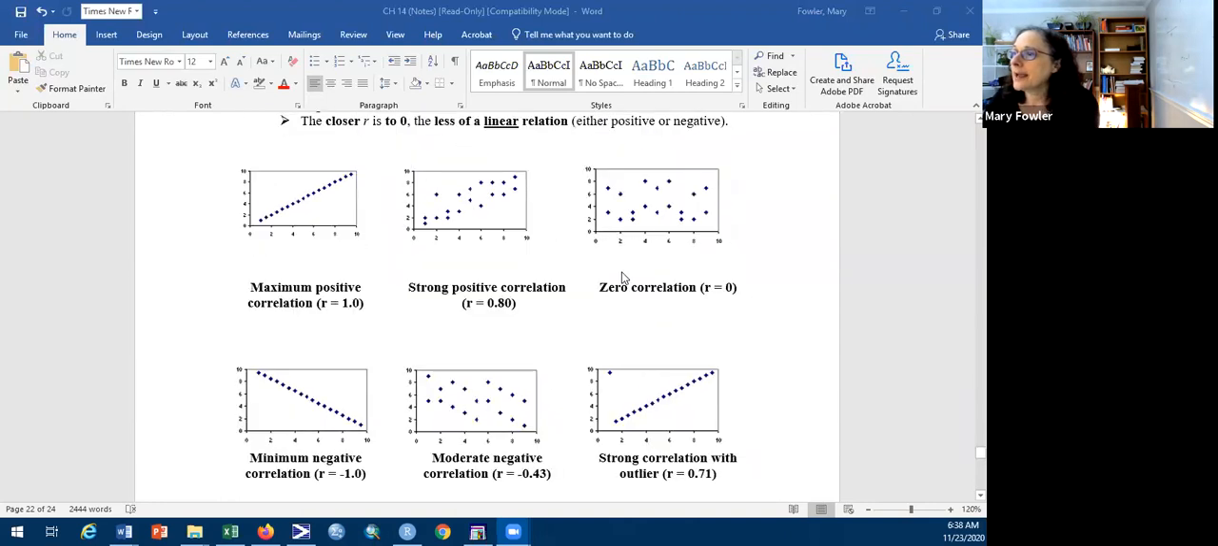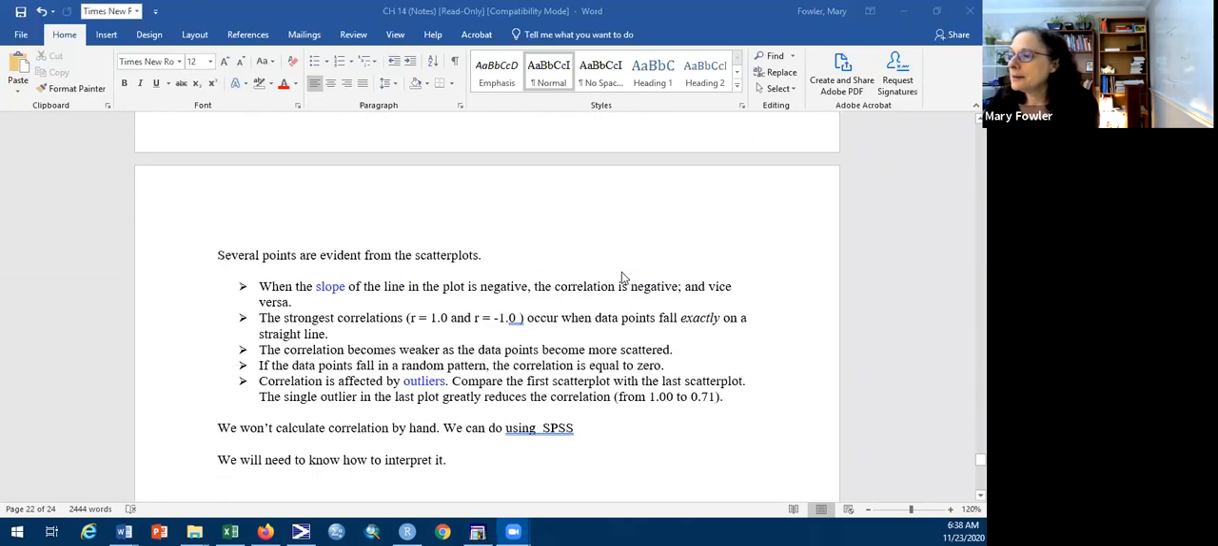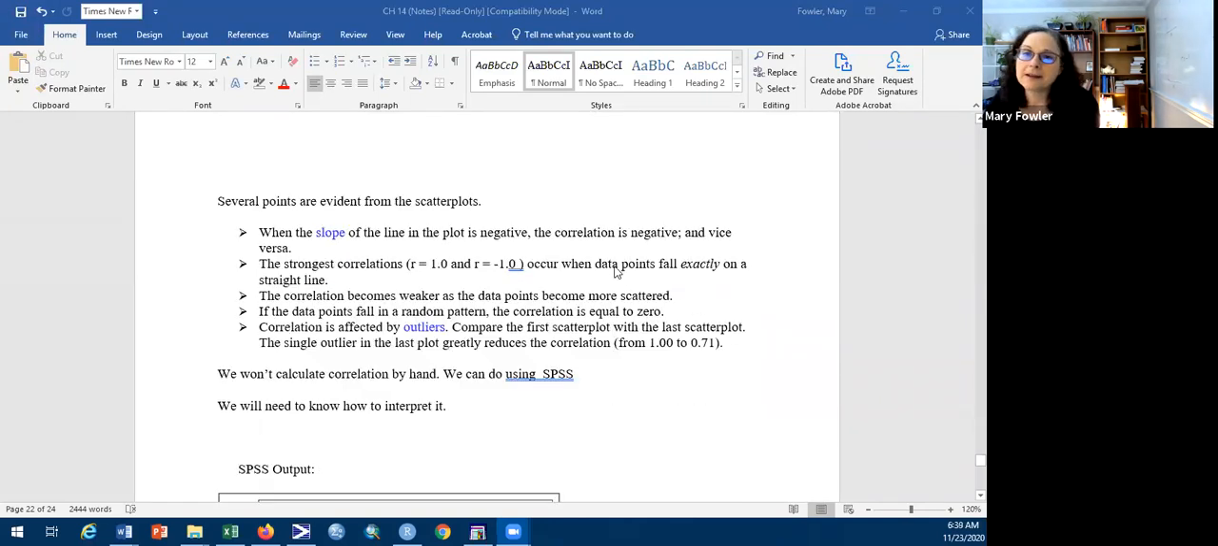Okay, so I guess there are several points from the scatter plots. I think that when the slope of the regression line in the plot is negative, then the correlation coefficient is going to be negative, and vice versa, right? So the strongest relations are +1 and -1. In those situations, the data falls on a straight line.